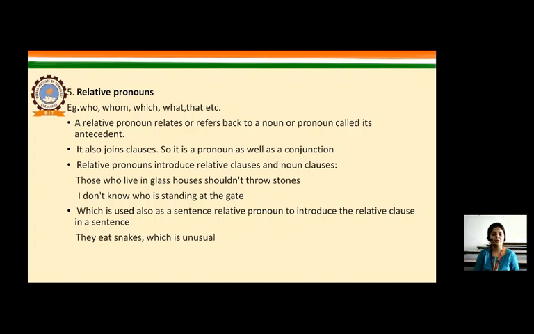been previously made, then this particular relative pronoun is also called an antecedent, because it is referring back to a noun or a pronoun that has already been discussed before. Then it also joins the clauses. So it is a pronoun as well as a conjunction. Relative pronouns introduce relative clauses and noun clauses.